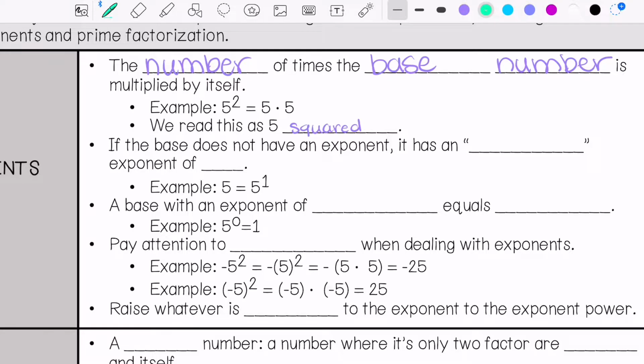If the base does not have an exponent, it is an invisible exponent of 1. So we don't really write the exponent of 1, but it's in quote unquote invisible. So 5 is the same as 5 to the power of 1. That means it's just being multiplied by itself once. So 5 is just 5.